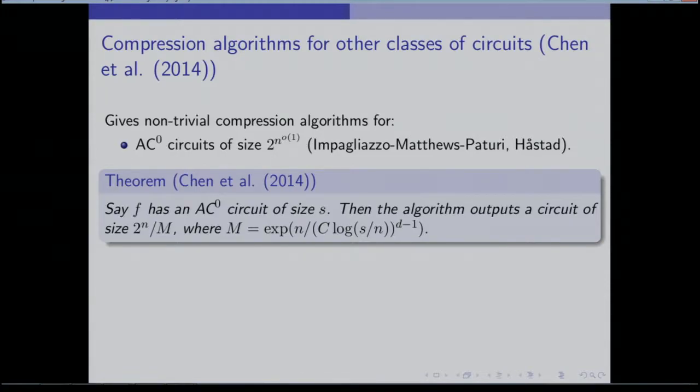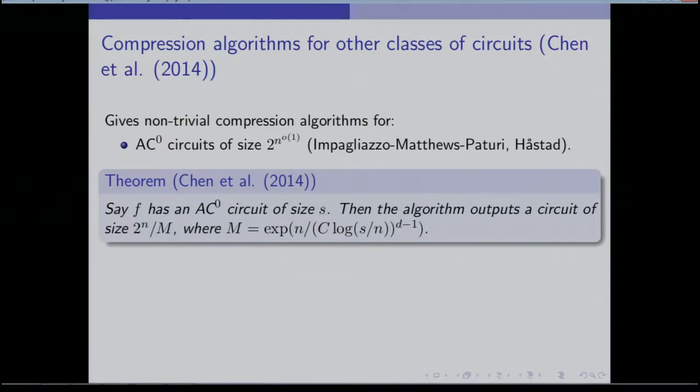So the bound obtained is the following. You start with an F which is promised to have an AC0 circuit of size S and let's say depth D. Okay. So the algorithm that I talked about obtains a circuit for this same function of size 2 to the n divided by some discount factor capital M, where this capital M is this funny thing. Okay. So it's exponential in n over log s to the d minus 1. So it's really precise. Yeah.